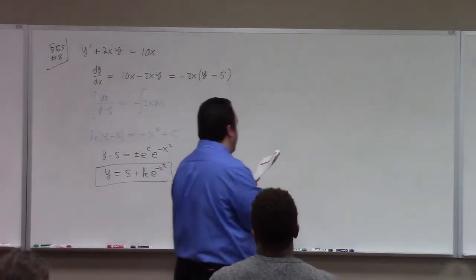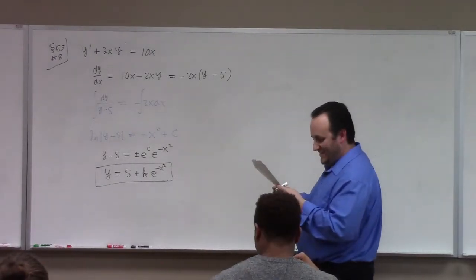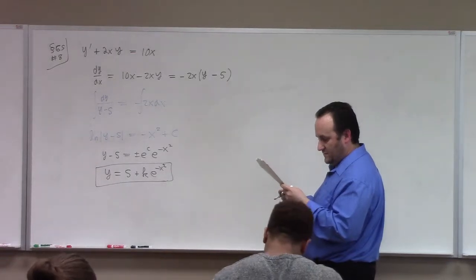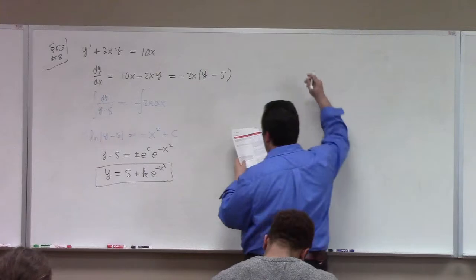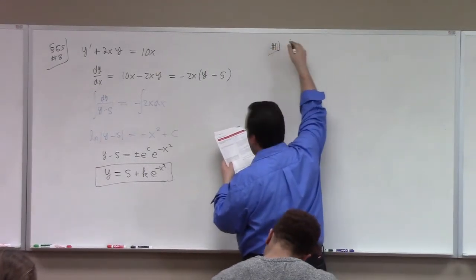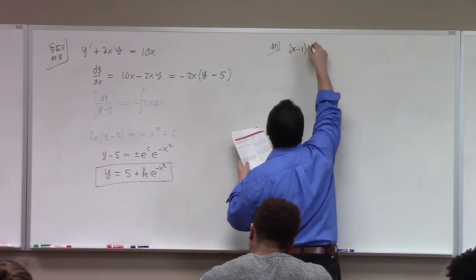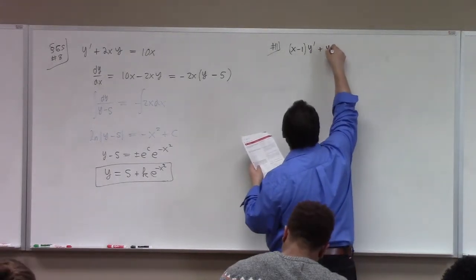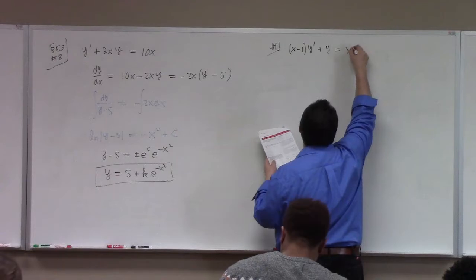All right, let me try to find one where I cannot separate. How about this one looks promising. Number 11, which I think I actually assigned for you guys, but I'll work it out with you. x minus 1, I mean, I'm not collecting them, right? y prime plus y equals x squared minus 1.